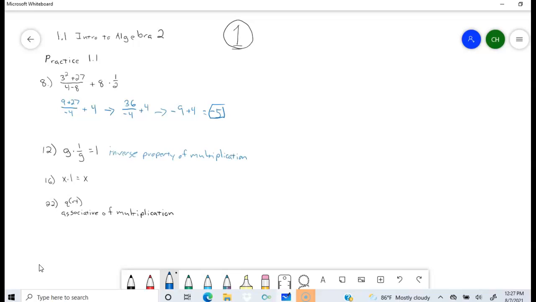Number 16, x times 1 equals x. That property is going to be the identity property of multiplication.